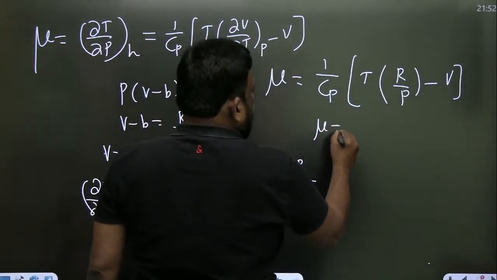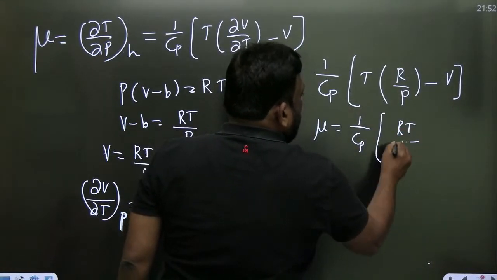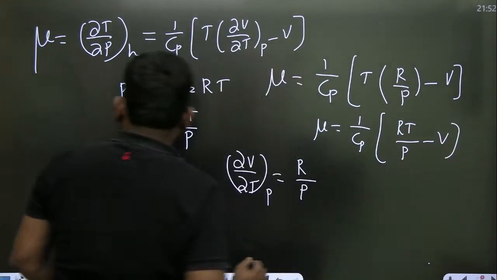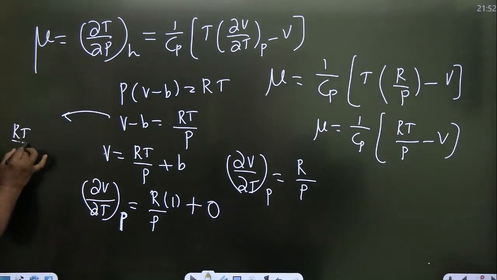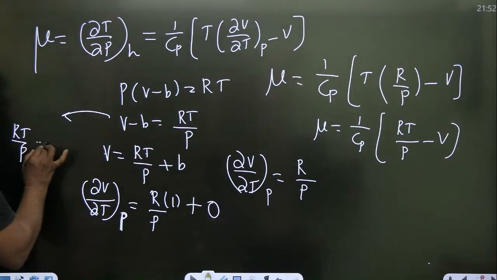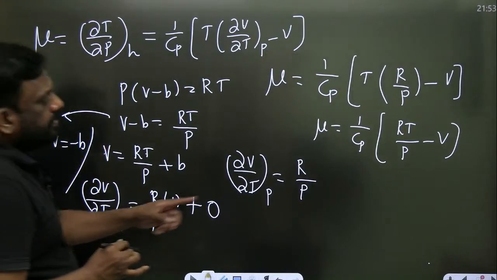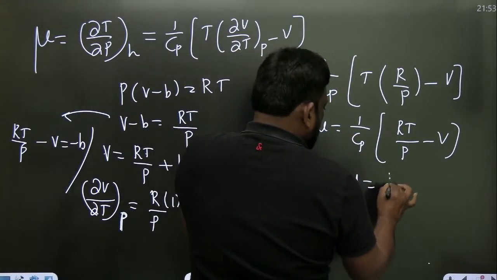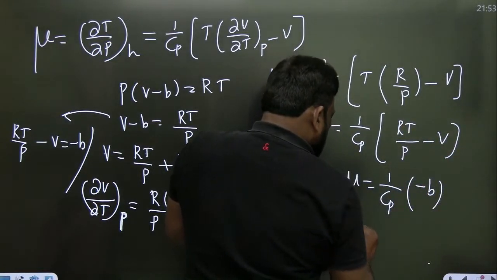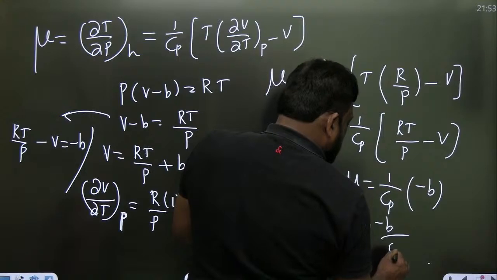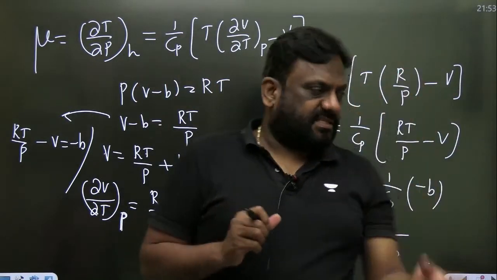Now mu is written as, look at carefully, 1 by Cp into RT by P minus V. What is RT by P minus V? इधर आइए, RT by P minus V, you take minus V to that side, that is equal to minus B. So this value is, ये value आ रहा minus B. So Joule-Thomson quotient is minus B by Cp. Same question can be asked like this. The Joule-Thomson quotient for this gas is, ये आ गया.